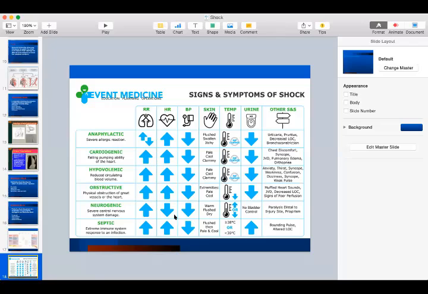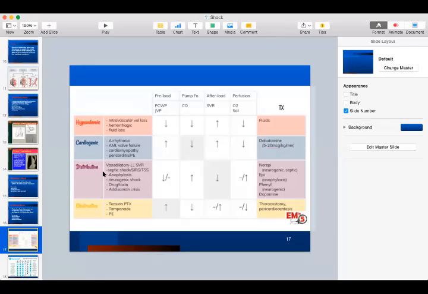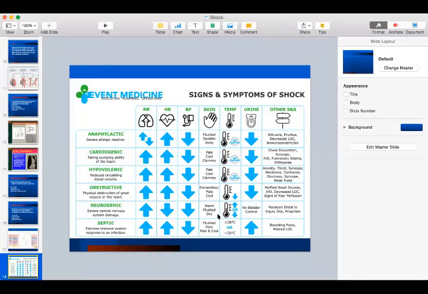Now, if you remember, if you go back a little bit, in neurogenic, the distributive type, what's different here is the SVR, right? So systemic vascular resistance, which causes vasoconstriction of the systemic arteries, is decreased. What's happening here in the skin? They're warm, flushed, and dry, right? So blood is pooling there. It's not being evacuated from the systemic arteries, and that's why you have warm, flushed, dry skin.